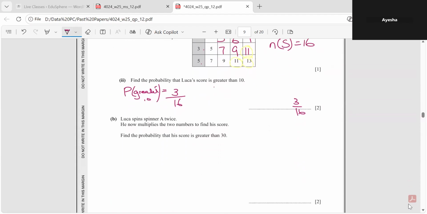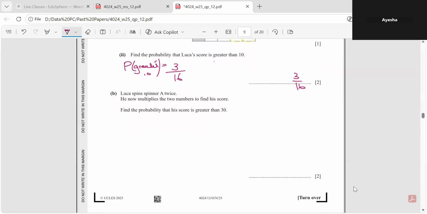Moving on to: Luca spins the spinner twice. He now multiplies the two numbers to find his score. Find the probability that his score is greater than 30. Now, because he's going to multiply, we are going to draw the possibility diagram. First, we have to draw the possibility diagram of multiplication.